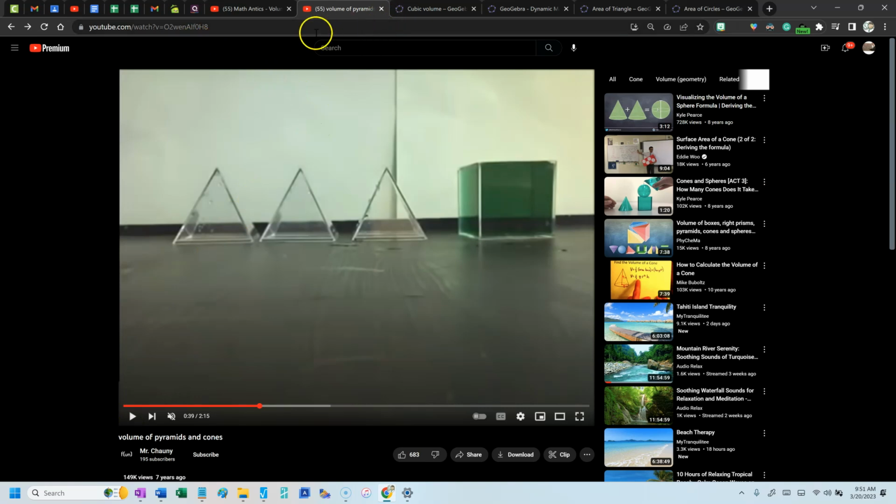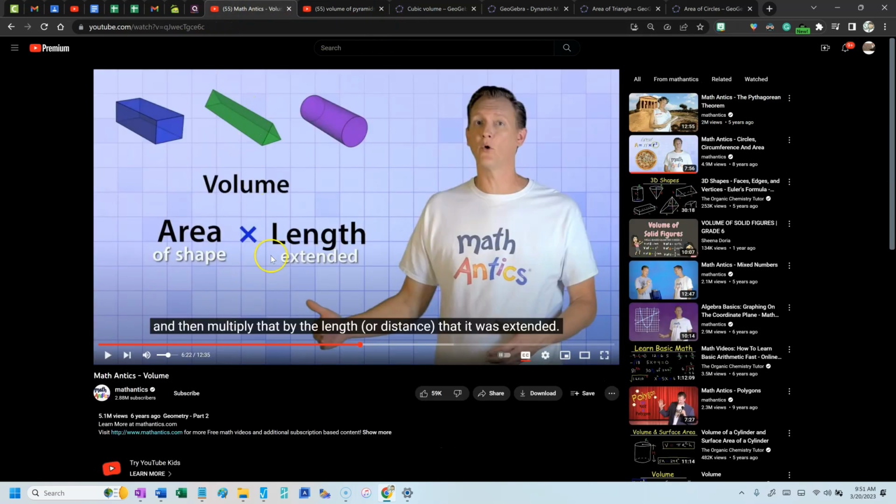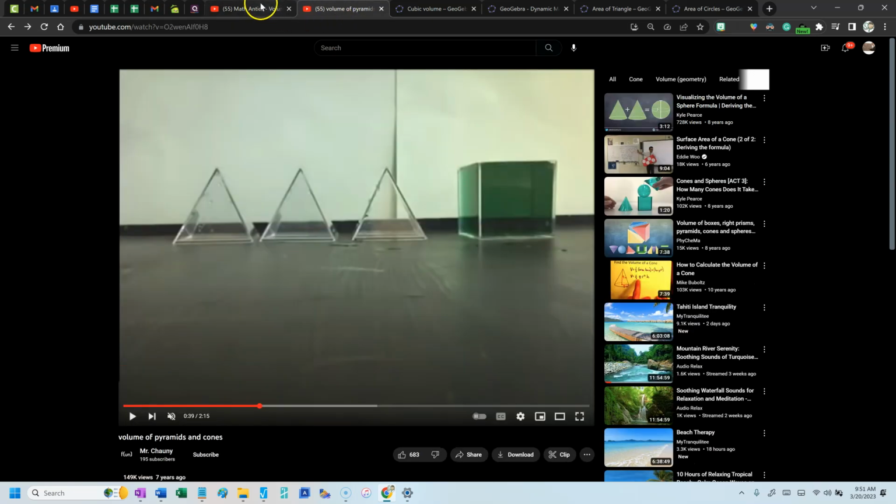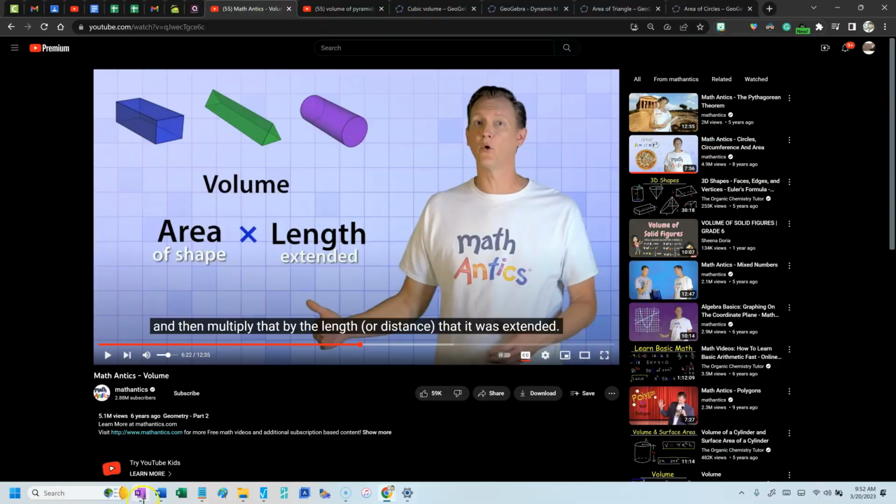All right, that's pretty much it. No, we had surface area and volume too. See, there's a lot on this test. I'm just going quickly. The area of one shape times how long it was extended, except you divide by 3 if it's pointed at the top. So that was a very, very quick review.